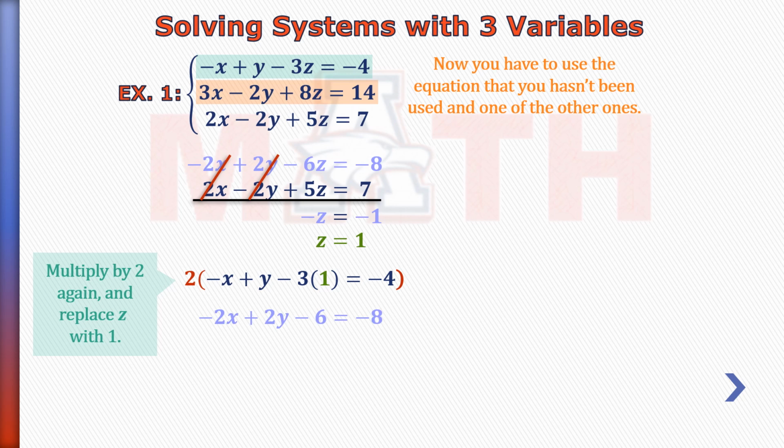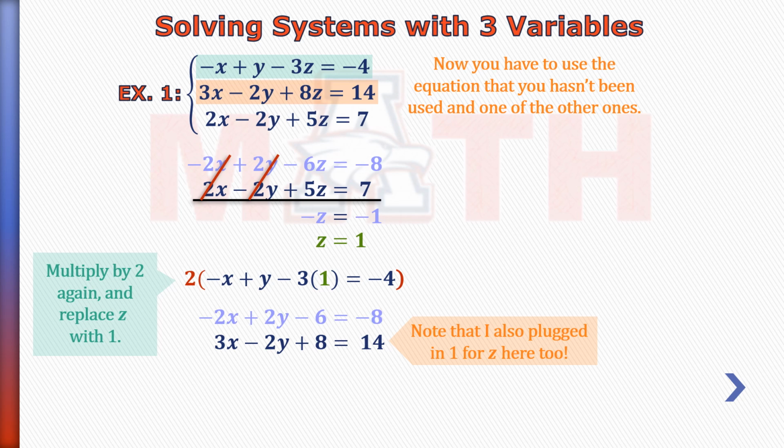And I will bring down the guy in orange because, again, we haven't used him. Please notice that I plugged in 1 for z there as well, which just left me the 8. All right, so we have z's answer. We're getting ready to get rid of y, so this should leave me with the result for x. So let's add them together. Negative 2x plus 3x, that's just going to leave me x. 8 minus 6, that's 2, and 14 minus 8, that's going to be 6.